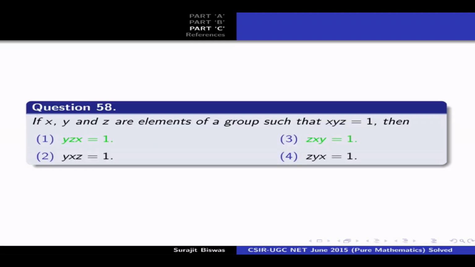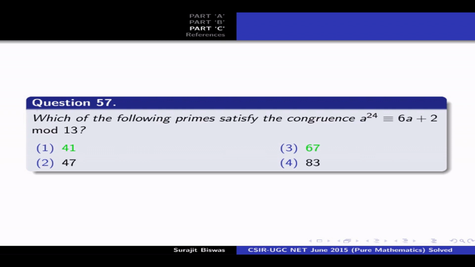So therefore the correct options are 41 and 67.